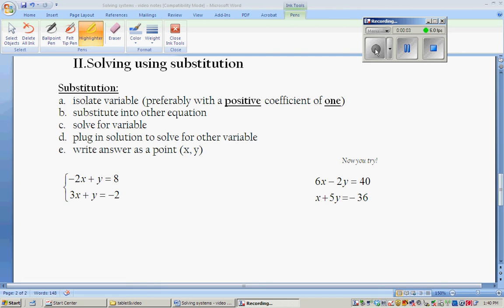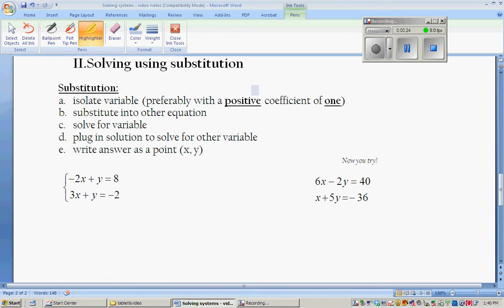When you can't solve a system using a graph, or a graph is not readily available, you can use substitution. Now, this is not necessarily my favorite method, but it works really well in a lot of cases. Step one is to isolate the variable, and I say preferably one with a positive coefficient of 1.